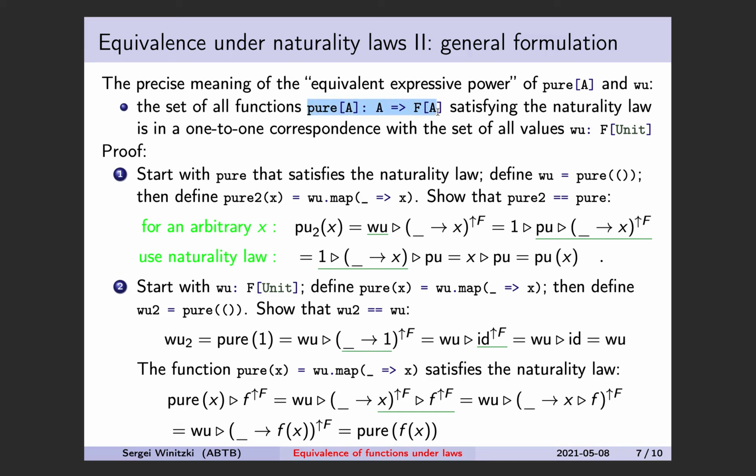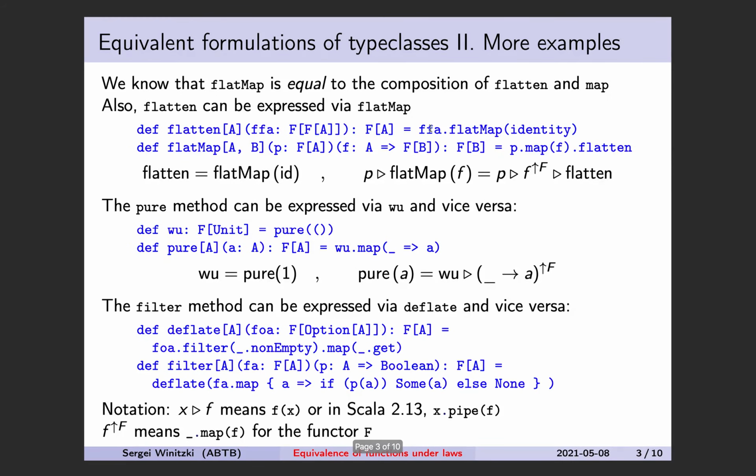All possible functions of this type signature that satisfy the naturality law and all possible values of this type. These are equivalent. For each one of these, you have one of these, and for each one of these, you have one of these. And you can prove rigorously that this is true. In order to prove, you have to do two things. First, you start with some function pure that satisfies the naturality law. You define the wrapped unit value like this. So the code, we already know what the code is that connects these two.